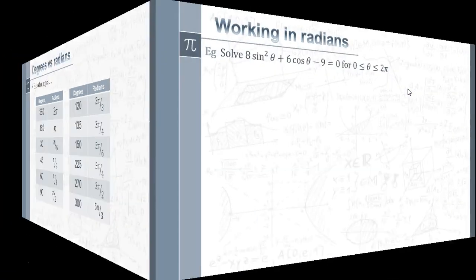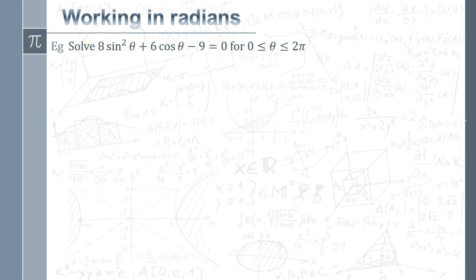So let's just have a quick look at an equation where we've got to work in radians. So what we've got here is a quadratic equation: 8 sine squared theta plus 6 cos theta minus 9 equals 0. And we've got that bit there, theta is from 0 to 2 pi, and that's the radian equivalent of 0 to 360. So what we're going to do is solve this equation.